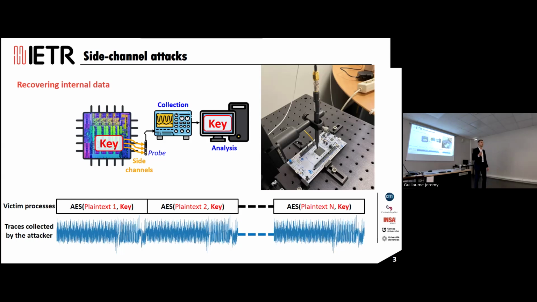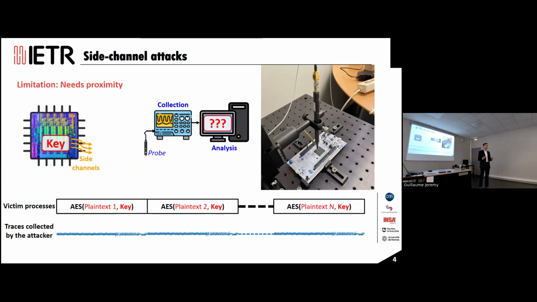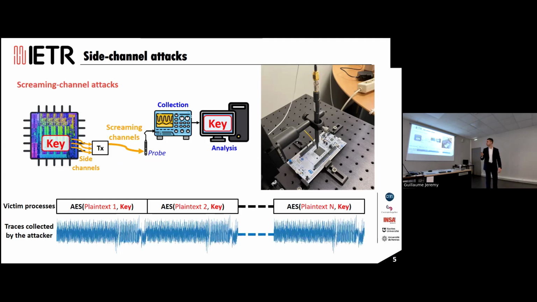But a limitation in side channel attacks is that we need to be in proximity of the victim device in order to capture these side channels. If the attacker is at a distance from the victim, it becomes theoretically impossible to capture them. And here comes the interest of what we call streaming channel attacks, which are a specific case of side channels in which we have an additional element that is going to transmit the side channels at a further distance.